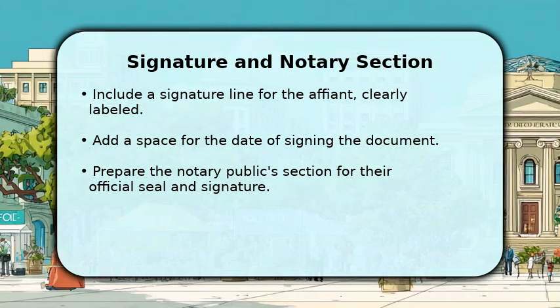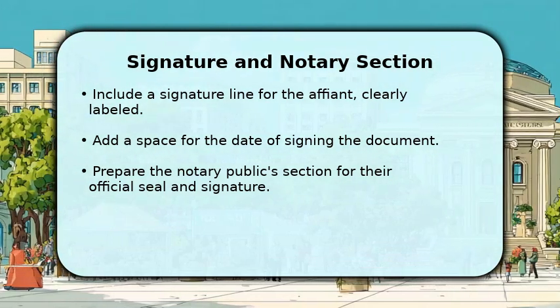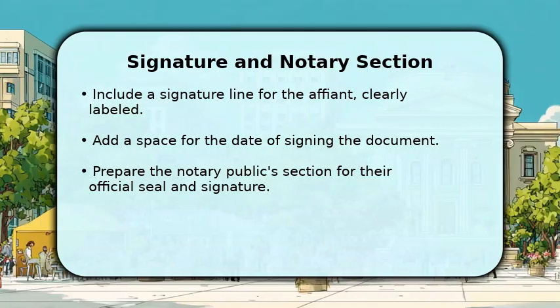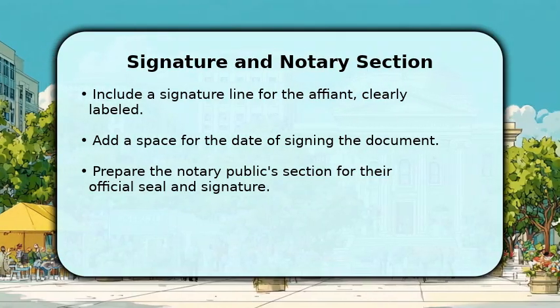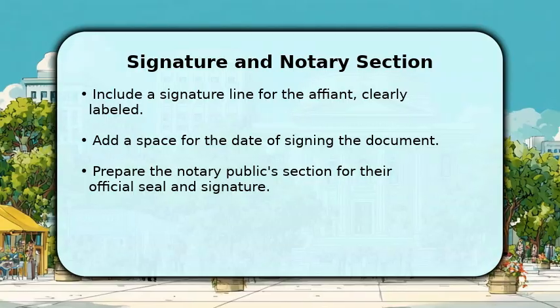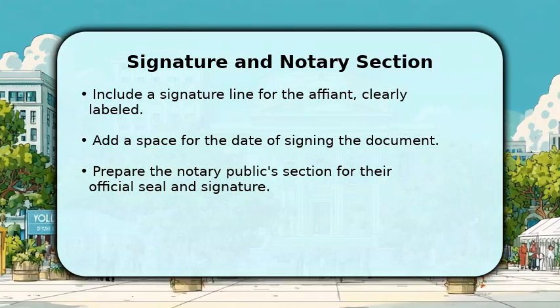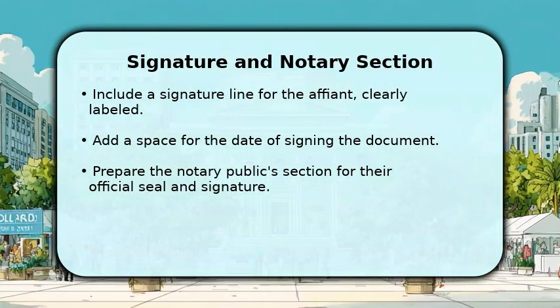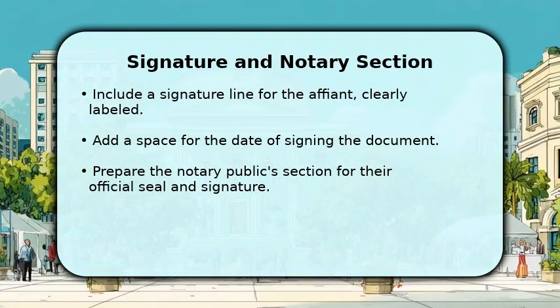After the last numbered paragraph, create a signature block. Type dated this day of month, year, followed by a line for the affiant's signature, and underneath that, the typed name of the affiant. Below the affiant's signature, add a distinct section for the notary public.